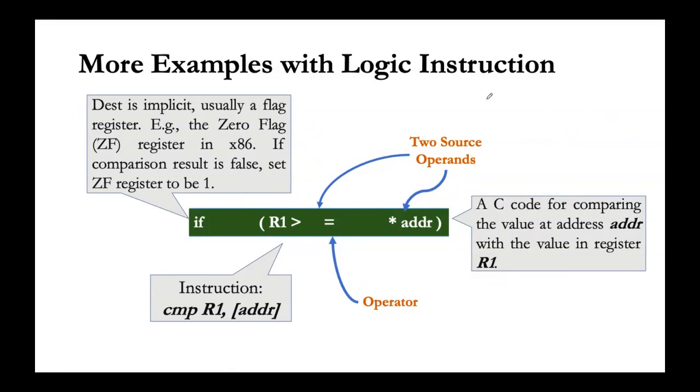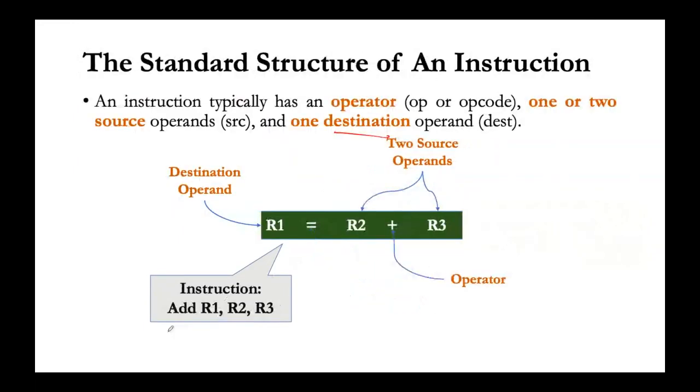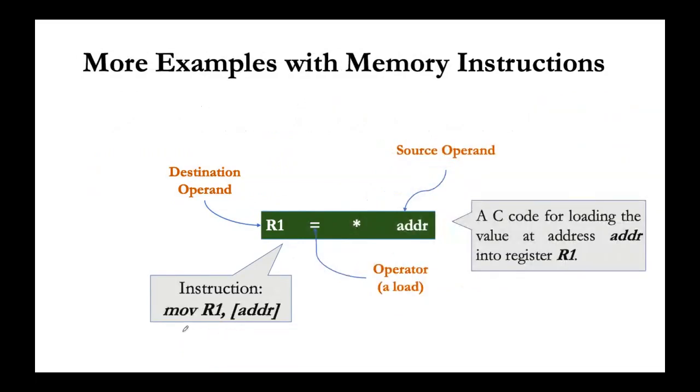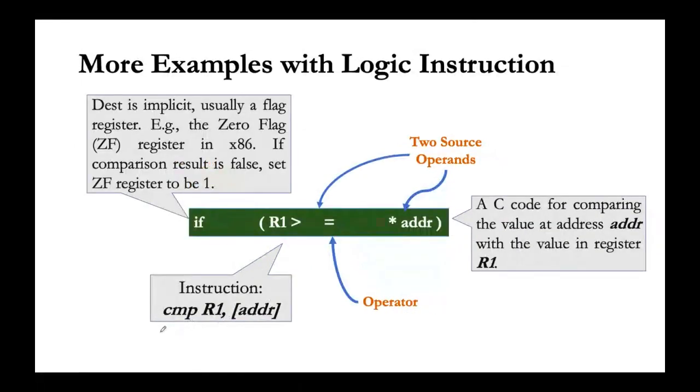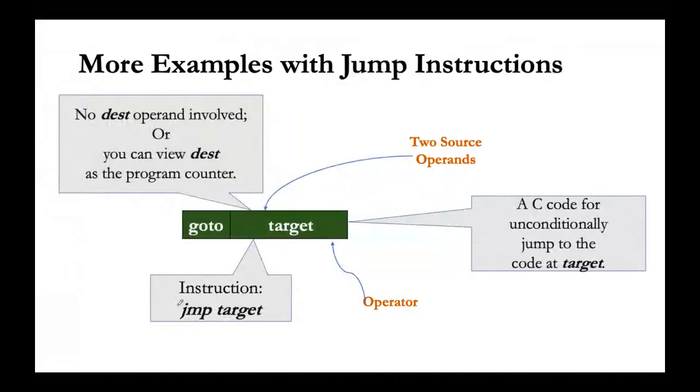Okay, I repeat. For the arithmetic operations we use the instructions add, subtraction, division, multiplication, with the destination, source 1 and source 2. If it is a memory reference, we use the move, which is using the load operator only. If it is a logical instruction, then we use the comparison operations. The instruction uses CMP for comparison.